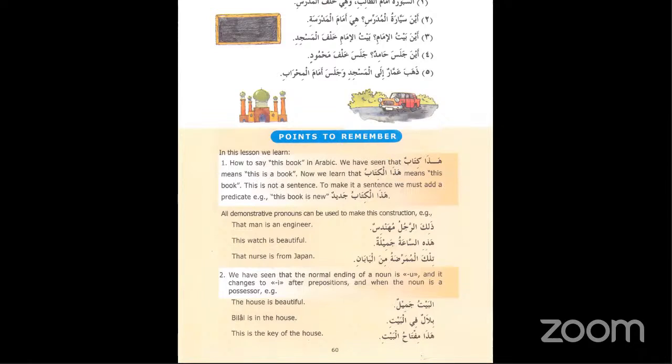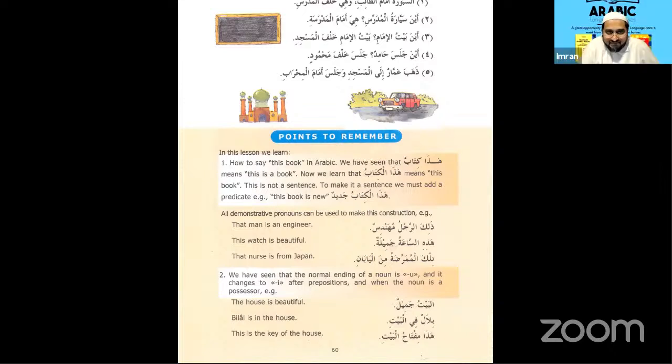Points to remember. In this lesson, we learn how to say "this book" in Arabic. We have seen that haza kitabun means "this is a book." Now we learn that hazal kitabu means "this book." This is not a sentence. To make it a sentence, we must add a predicate. For example, "this book is new": hazal kitabu jadidun. Is that clear? Yeah.